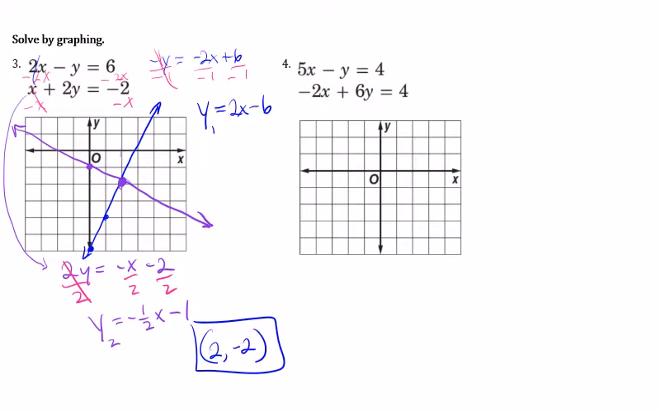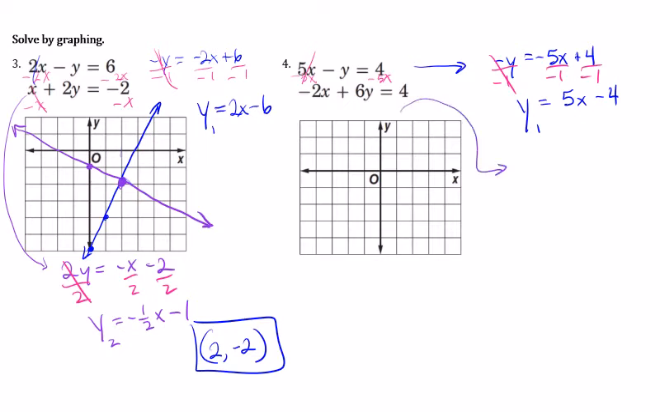So I'll start with the first equation. So I want to subtract 5x from both sides. So I'm going to get negative y equals negative 5x plus 4, right? So then I'm going to divide everything by negative 1 to get rid of the negative. So we end up with positive y equals positive 5x minus 4, right? And we'll call that y1. So for y2, I'm going to start by adding 2x to both sides.